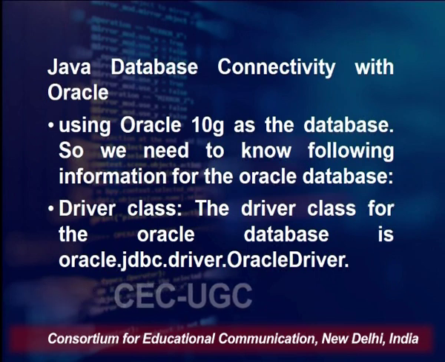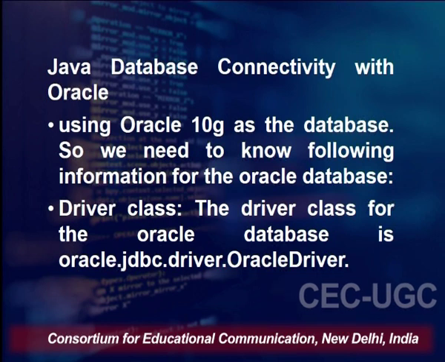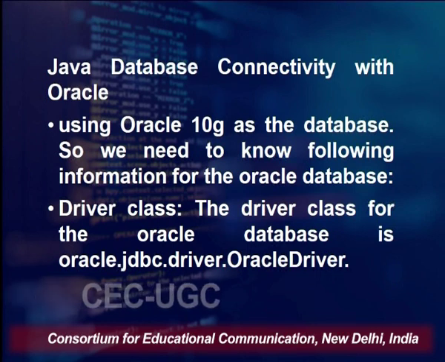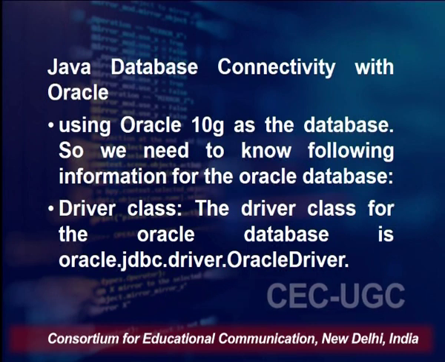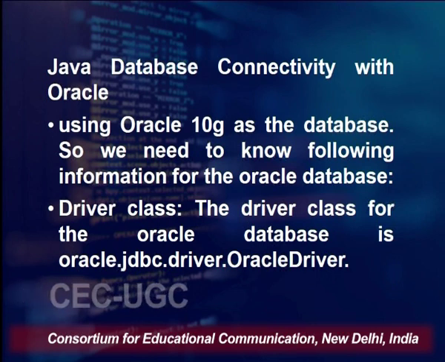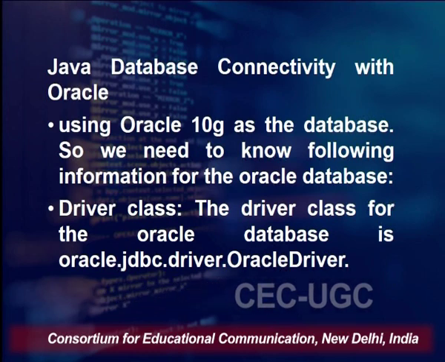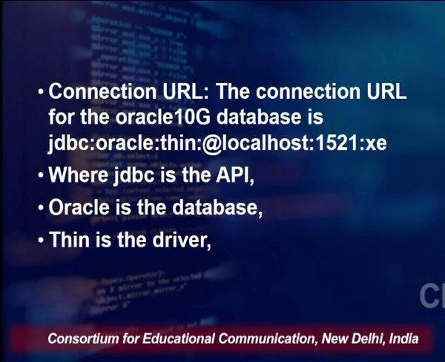One is the driver class of the Oracle database, which is oracle.jdbc.driver.OracleDriver. For MySQL, it was the MySQL JDBC driver. So, different driver classes for different database applications. Then we have to have the connection URL of that particular database. Here it is stored as jdbc:oracle:thin:@localhost:1521:xe. So, JDBC is the API, Oracle is the database, thin here is a driver.